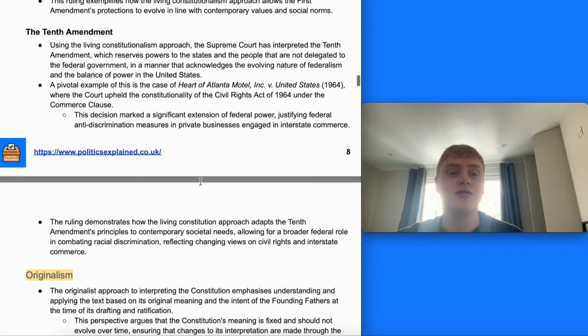And then finally, a key one we're going to look at is the 10th Amendment. So the Supreme Court has interpreted the 10th Amendment, which reserves powers to the states and the people that are not delegated to the federal government, in a manner that acknowledges the evolving nature of federalism and the balance of power in the US.